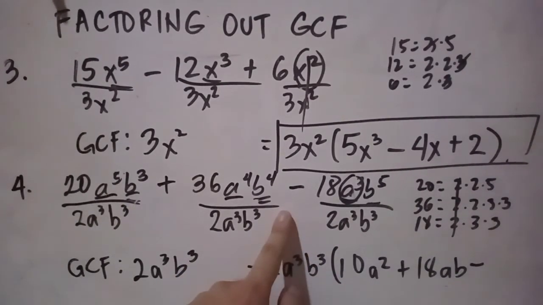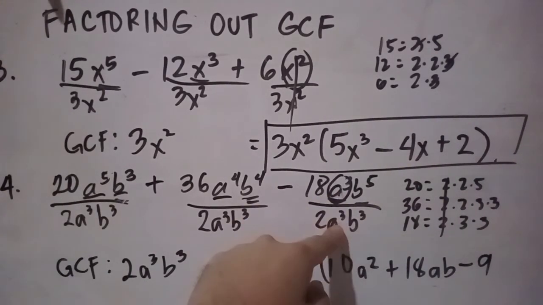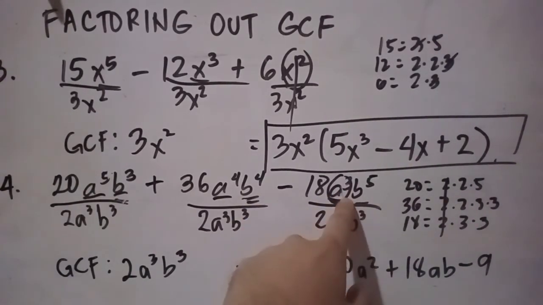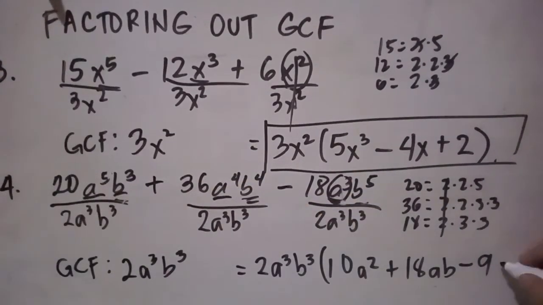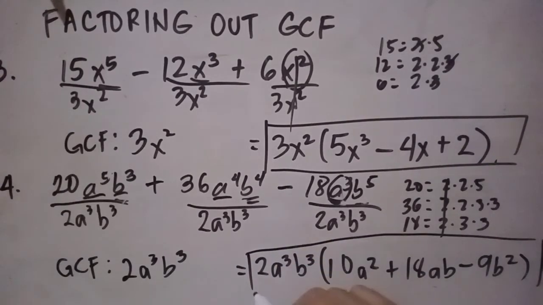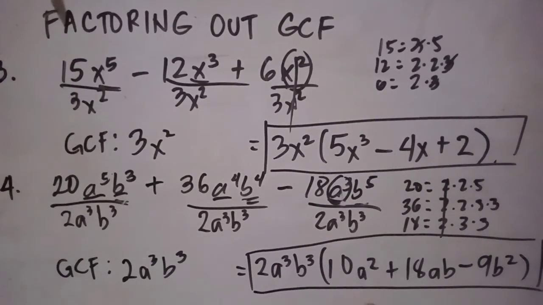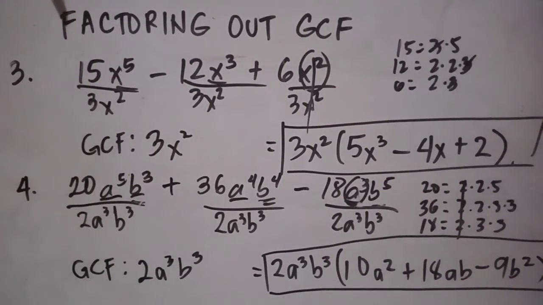Then, minus 18 divided by 2, 9. A cube divided by a cube, wala na yan. Then, b to the 5th divided by b cube. So, maalis yung tatlong b. Ilan ang natira? Dalawa. So, 9b squared. And then, close na. Okay? So, ito na yung factors ng original expression. Ayan, so 2a cubed b cubed multiplied by 10a squared plus 18ab minus 9b squared. So, ayan po ang sagot natin. Okay?